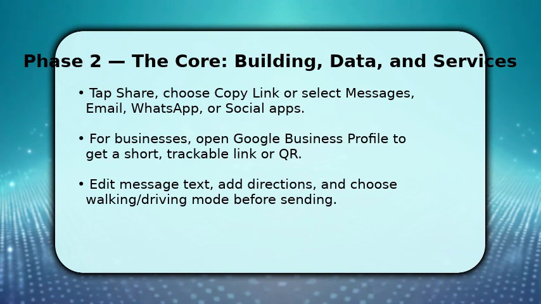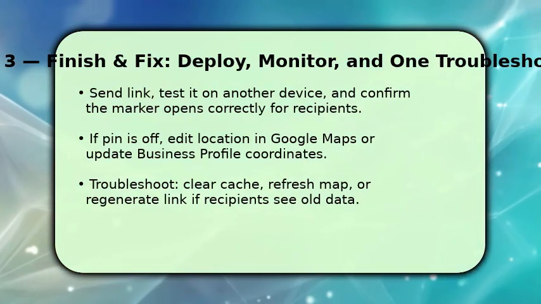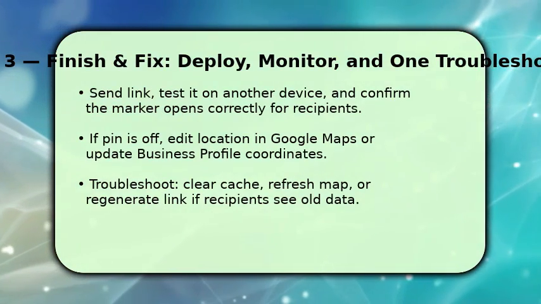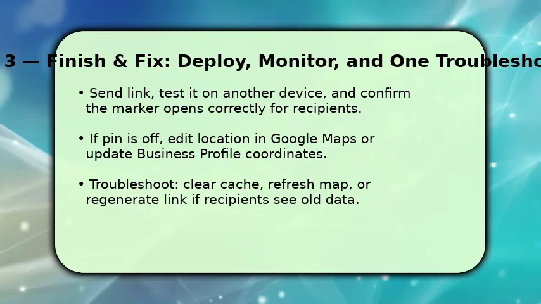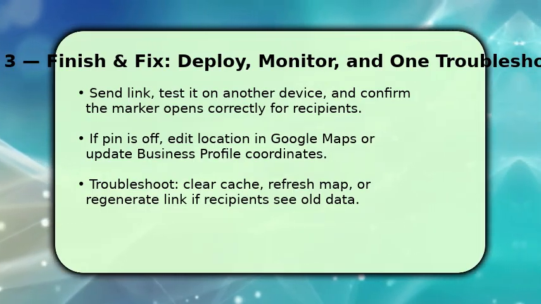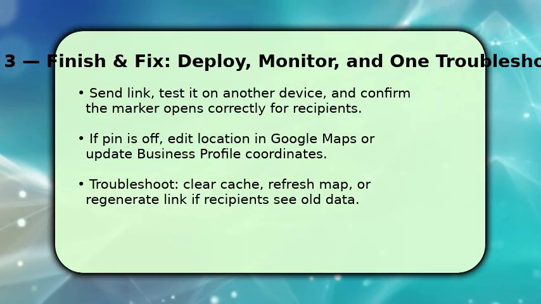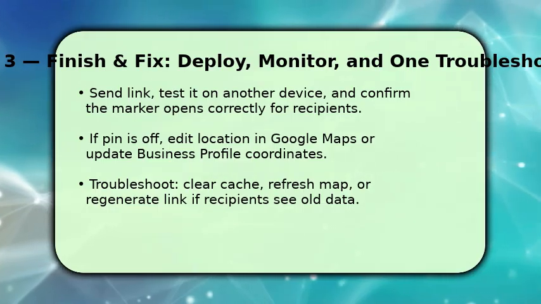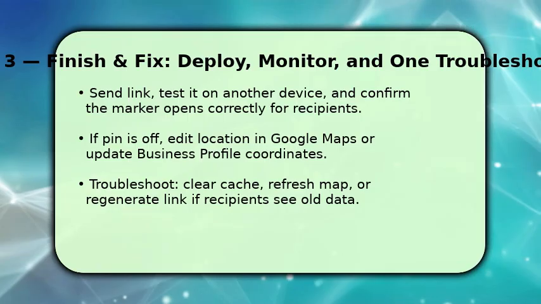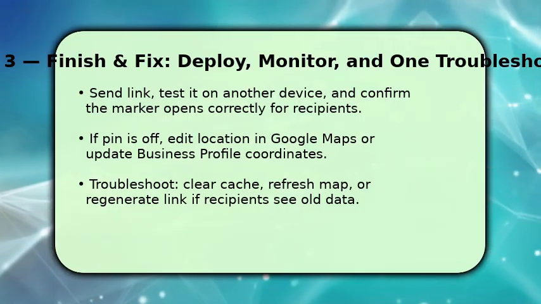You finish by sending the link or QR, then immediately test it on a different device to confirm the marker, address, and route display correctly. This prevents confusing customers. If the pin is misplaced, edit the location in Maps or adjust your Google Business Profile coordinates and reshare the updated link.